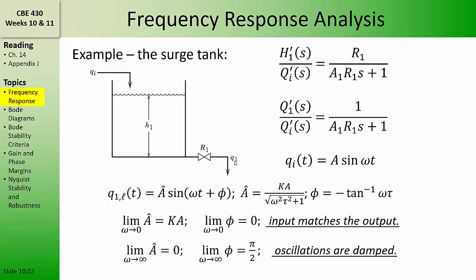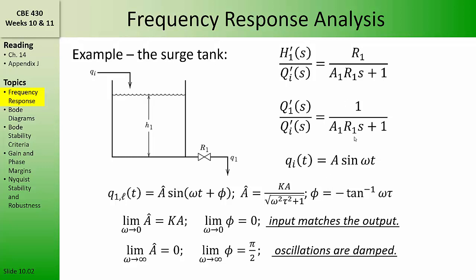The oscillation in the outlet flow rate will have an amplitude that's proportional to the amplitude of the oscillation of the inlet flow rate. If the frequency of the oscillation describing the inlet flow rate perturbation is very low, that is, it's oscillating very slowly, then omega is very small and the phase angle goes to zero. Note that when the frequency omega goes to zero, the phase angle also goes to zero.